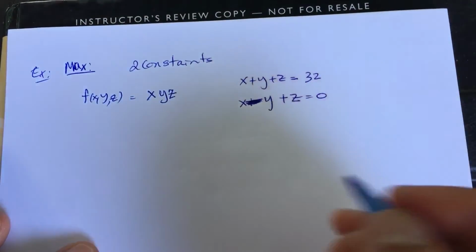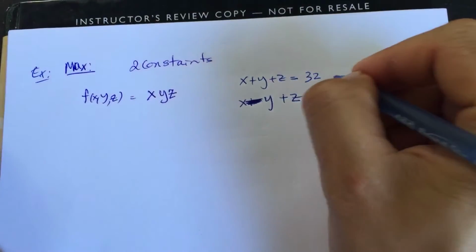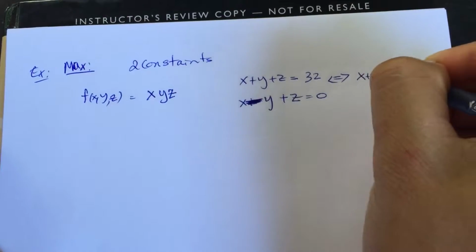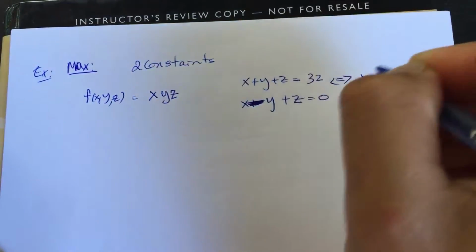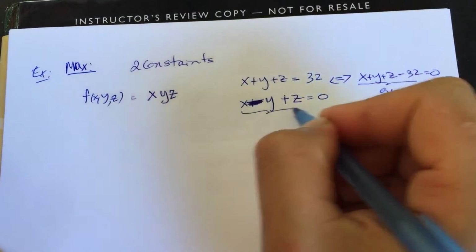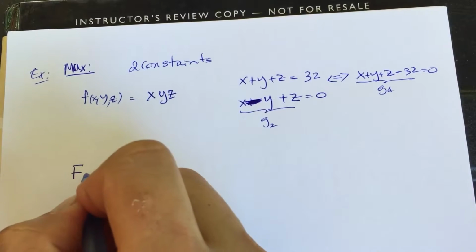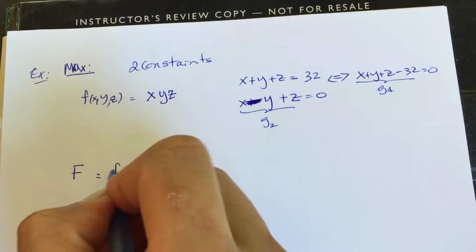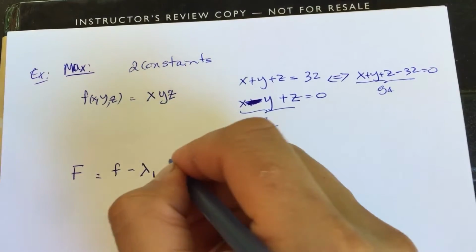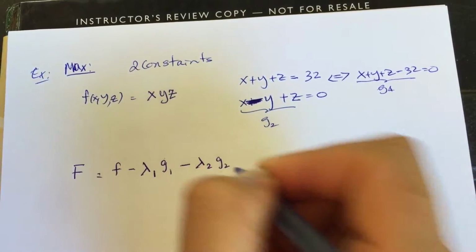Okay, so what happened now? If you want to set this up, this has to be equal to 0, so this is x plus y plus z minus 32 is equal to 0. I'm going to call this one g1, and this one g2. Now, to come up with your new capital F, you need to write little f minus lambda 1 g1 minus lambda 2 g2.